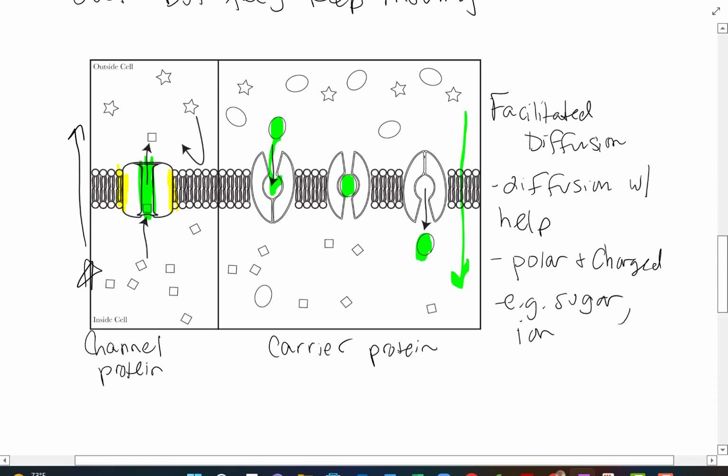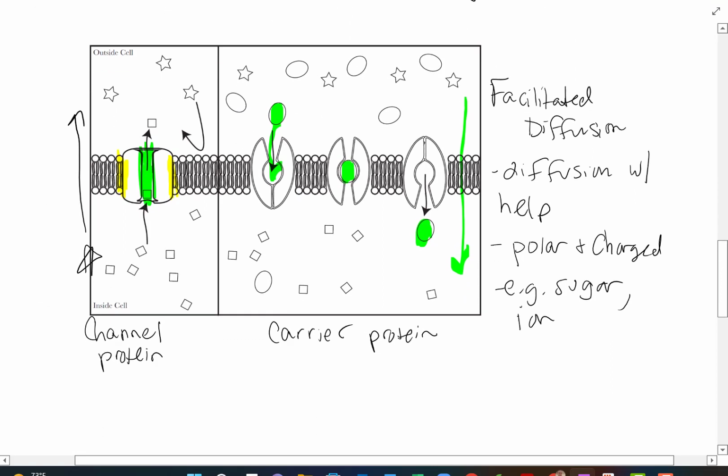In facilitated diffusion, that means that we have diffusion with help. So this is going to be for those things that cannot easily pass through the plasma membrane, things like ions or polar molecules like sugars. They're still moving from an area of high concentration to low concentration. We can still say that they are moving down the concentration gradient.